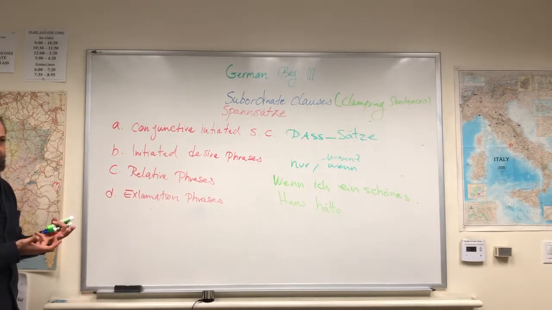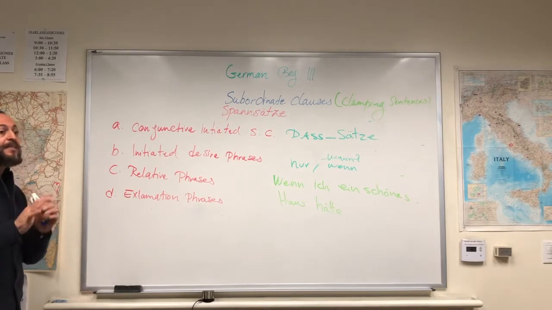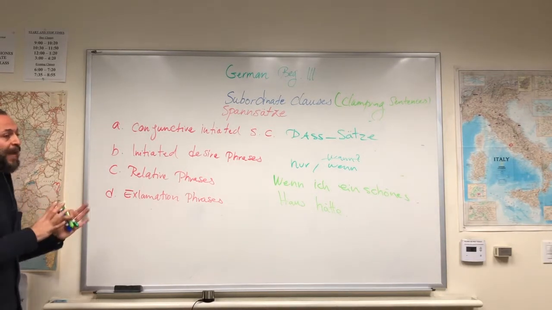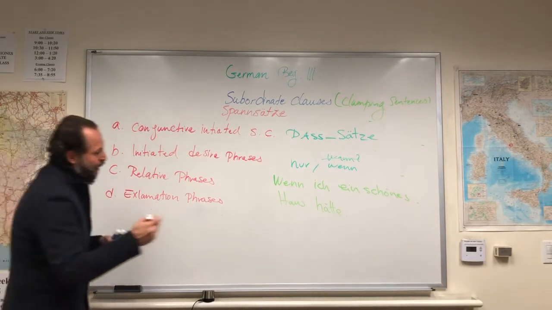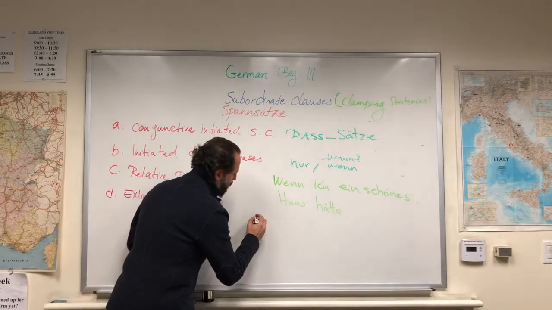Jessica, could you translate it? When I have a beautiful house? When I would have, right? This is a subjunctive form. It is not a real phrase. When I would have a beautiful house, right?